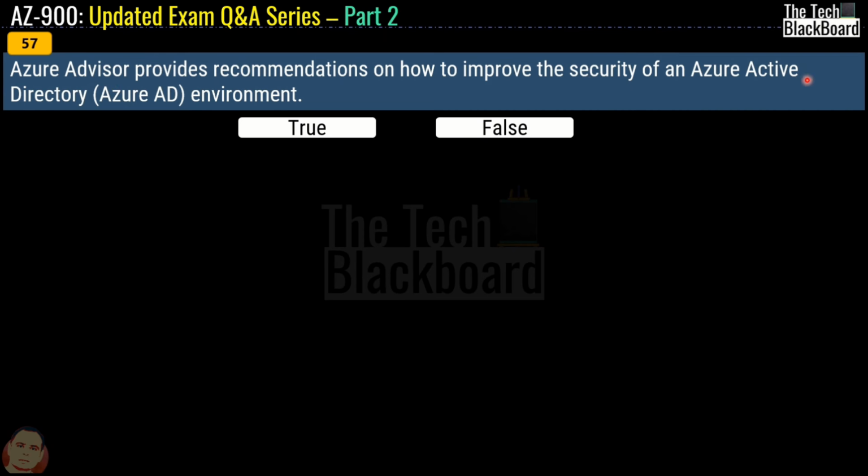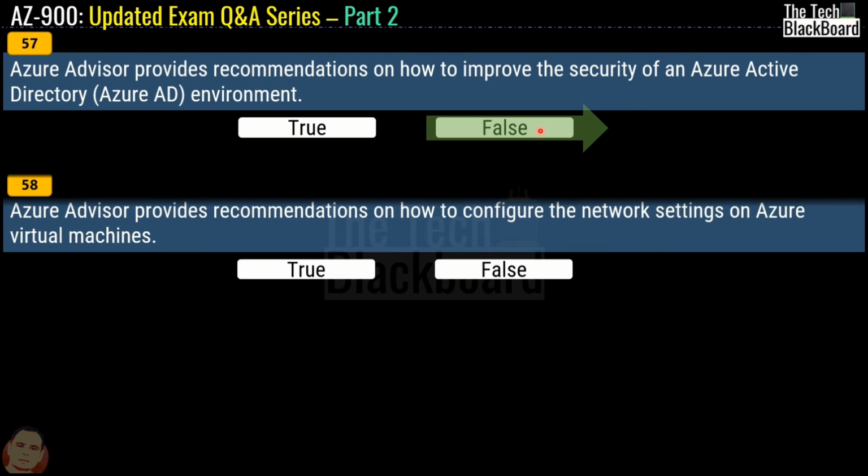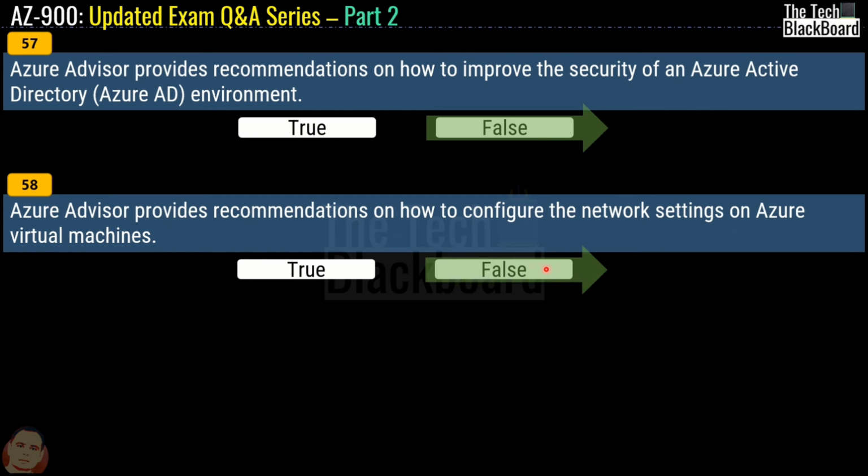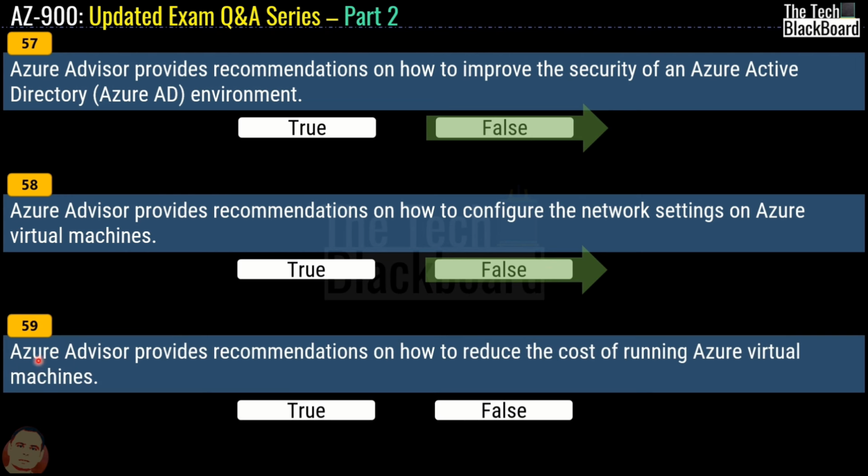Moving on with question number 57, this one says that Azure Advisor provides recommendations on how to improve security on the Azure Active Directory environment. Do you think it's a true statement or a false statement? The answer is that it's a false statement. Now let's move to the other questions and see what you can use Azure Advisor for. In question number 58, it says that Azure Advisor provides recommendations on how to configure the network settings on an Azure Virtual Machine. Is it true or false? This one again is false. Now let's figure out what Azure Advisor can be used for. In question number 59, it says that Azure Advisor provides recommendations on how to reduce the cost of running an Azure Virtual Machine. And this statement is obviously true.